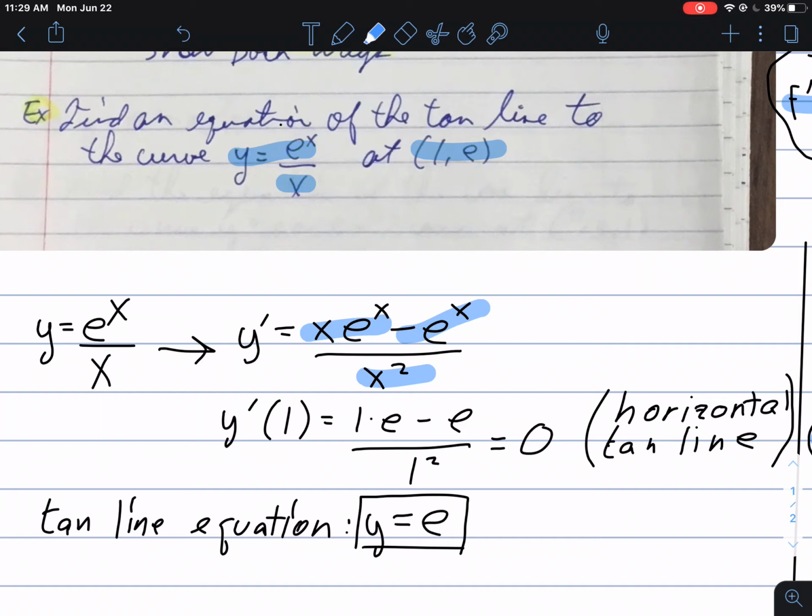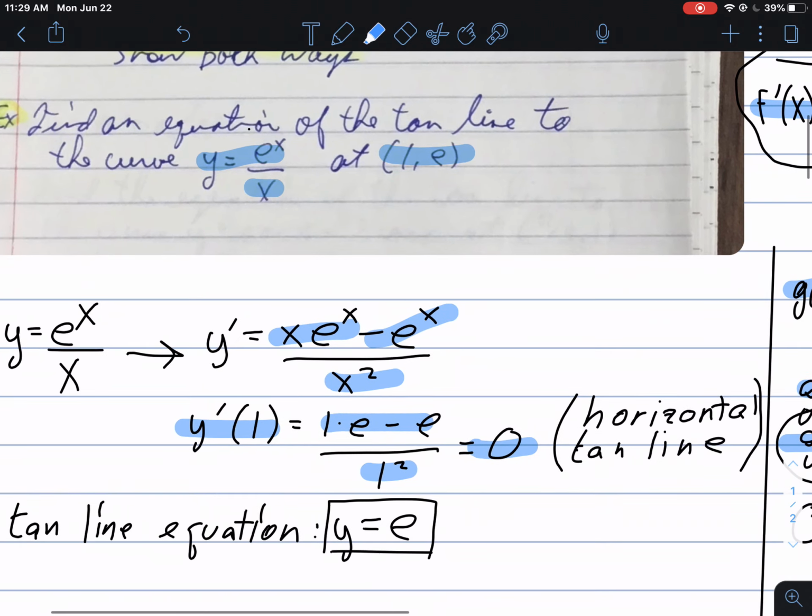We said find the slope of the tan line at the point 1, e, so I'm going to go ahead and plug 1 into my derivative, and that'll give us 1 times e to the first minus e to the first over 1 squared, which, e minus e is 0. And this is just touching base again with something we've seen before, and I tell you this is going to be a recurring theme for us.